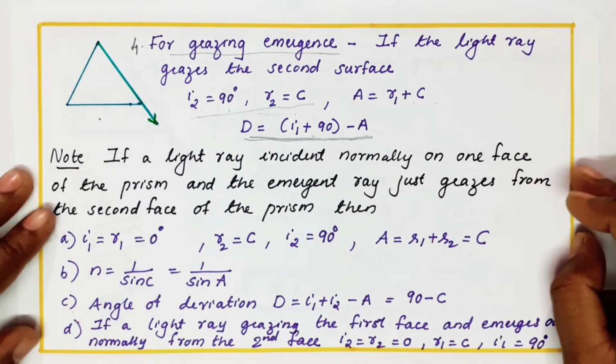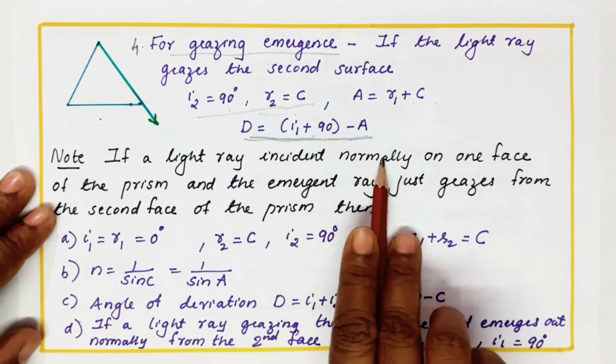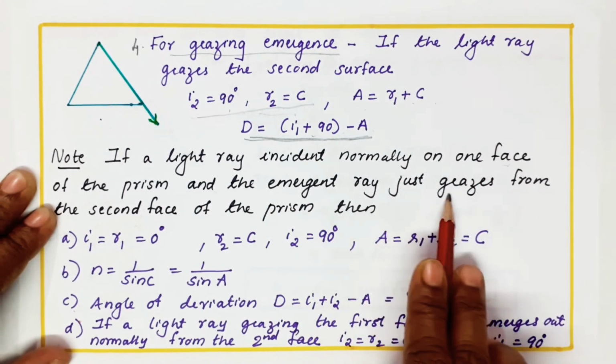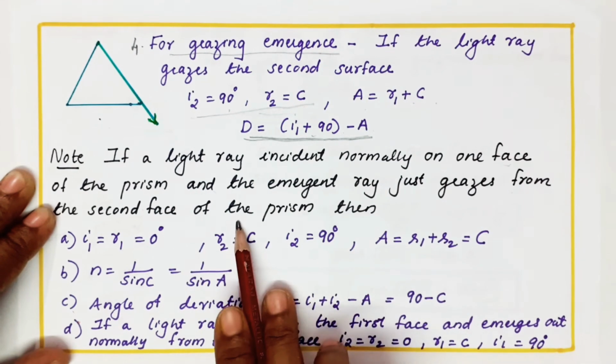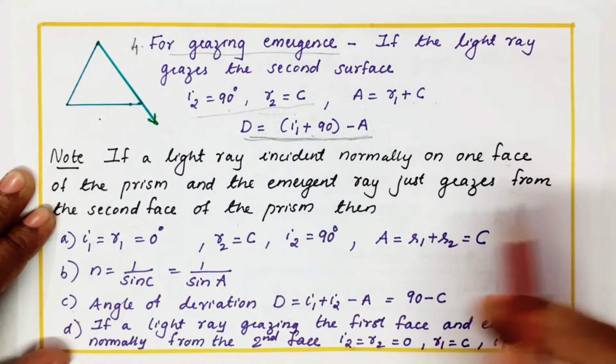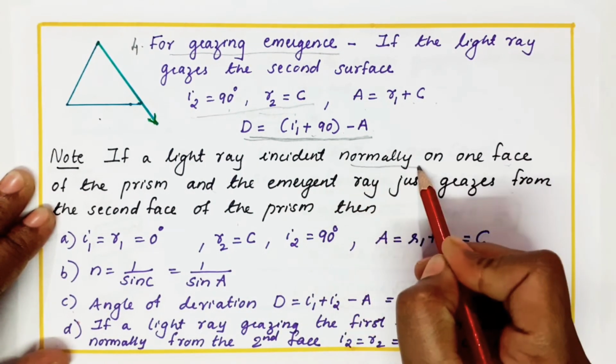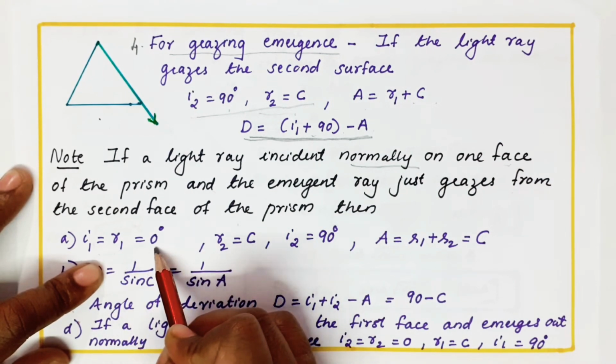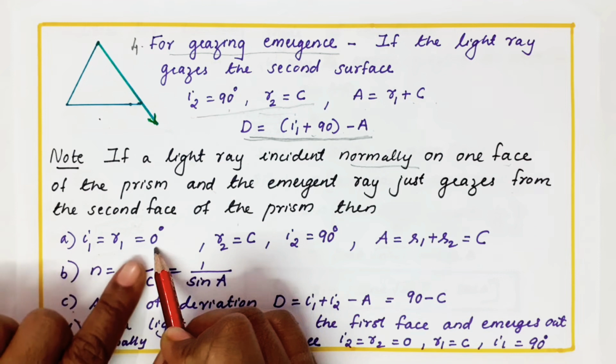Now, next case: a light ray is incident normally on one face of the prism, and the emergent ray just grazes the second surface. So they have given two situations. Light ray incident normally, so we know I1 and R1 should be 0, because normal means it is lying along the normal.